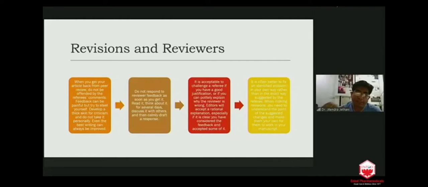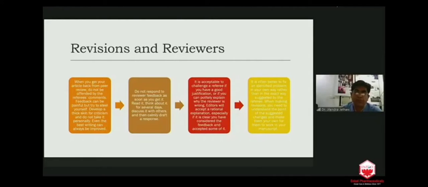When you get the revision back from the reviewers, don't try to fight with them. Do not respond to the reviewers' feedback as soon as you get it, because sometimes in the heat of the moment we may try to fight with them, or we may put up excuses. Read it, think about it, discuss it with others, and then draft a response. It is acceptable to challenge a referee only if you have good justification, or you can just write that these were my findings. Most editors would accept a rational explanation, especially if they see that you have considered the feedback and accepted some of their points.